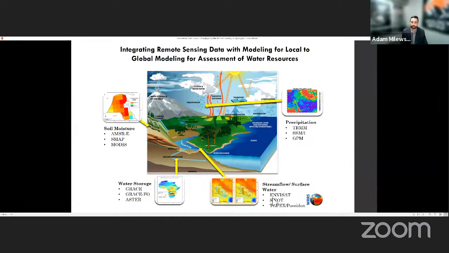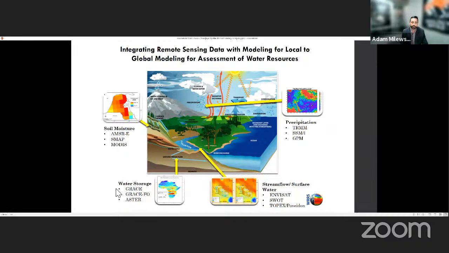For example, if I'm looking at stream flow or surface water down here at the bottom, using something like ENVISAT, SWOT, or TOPEX/Poseidon for lake levels, that is considered fairly accurate at this point. We can have a high degree of certainty that the lake level via space is going to be the correct value. We get into precipitation, things like TRMM, SSM/I, and now the most recent, the Global Precipitation Measurement mission, GPM. It can be very accurate depending on where you are looking and where your study area is.